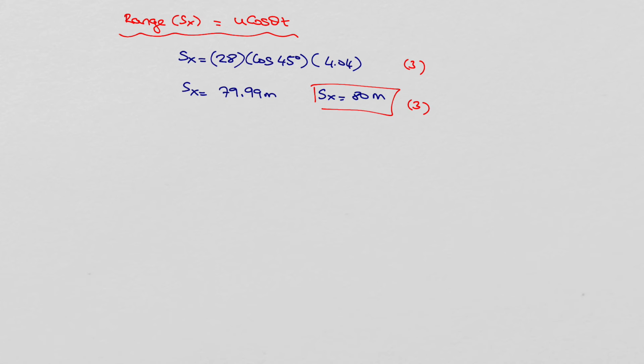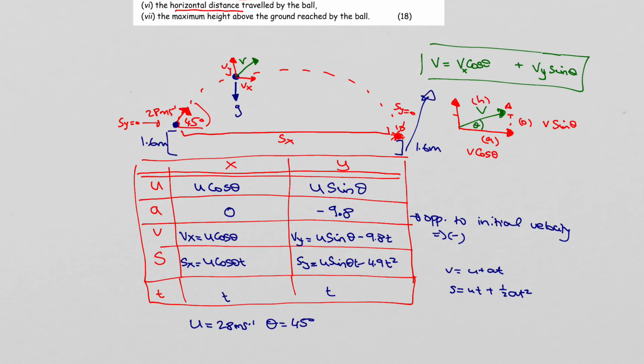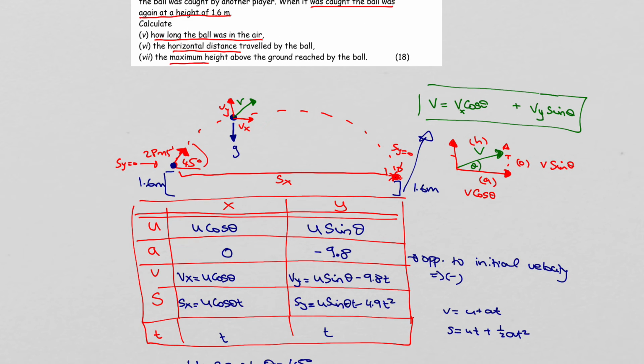Now the next part of the question says, what is the maximum height above the ground reached by the ball? So the maximum height, let me mark it in green here, is going to be the highest point along the projectile path. So in other words, we're looking for the distance in the y direction. But when is that going to happen? That's going to happen when the ball is at this point, and at that point it is only going to have velocity in the x direction because the ball is still travelling to the right.